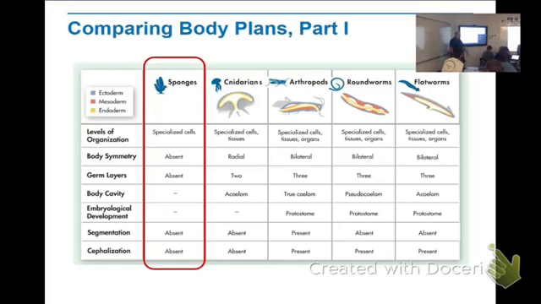They're called acoelomates. That means they don't have a body cavity. Remember we saw it's just all tissue. There's no real space, so there's no body cavity. They're not segmented or cephalized. They don't have a head.